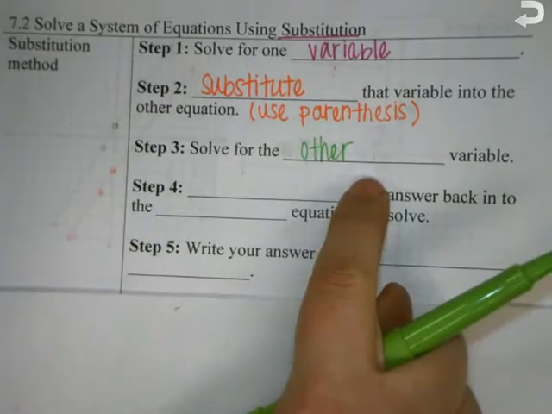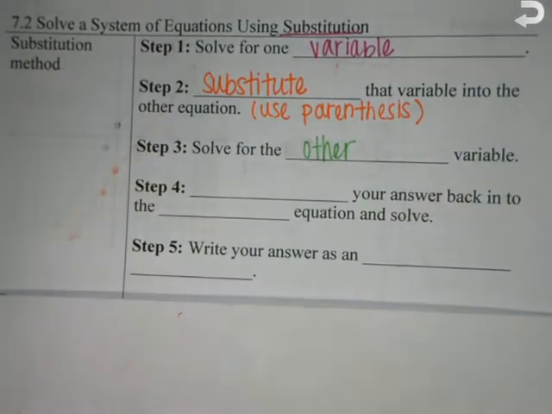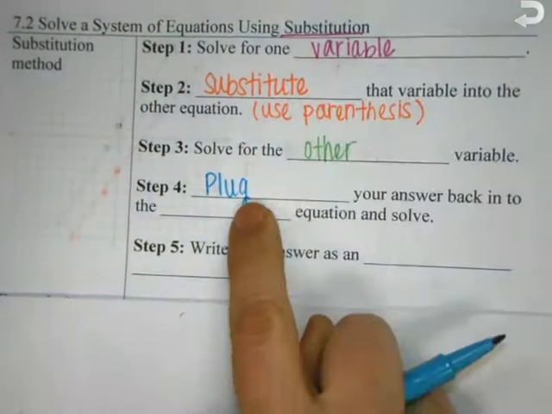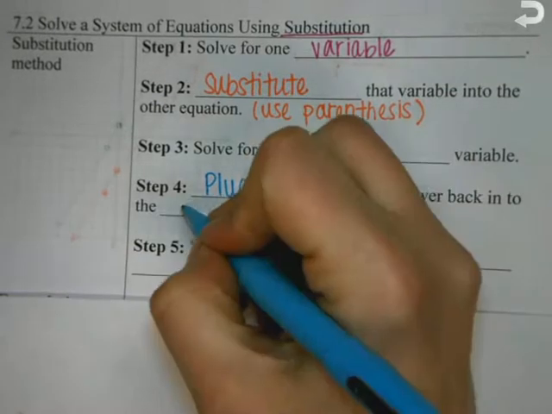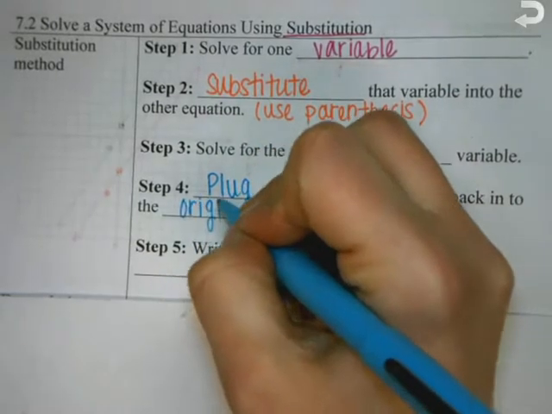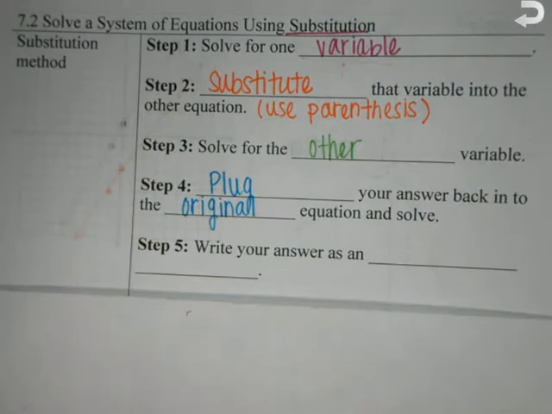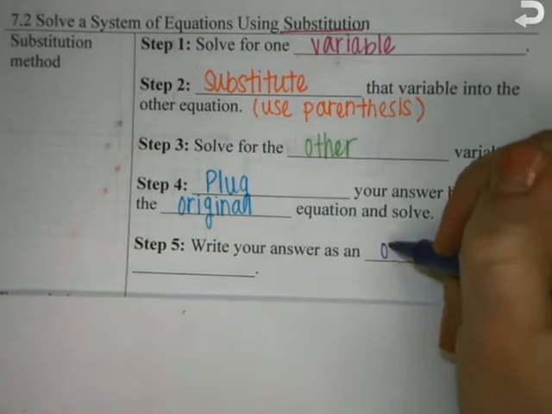So let's say I solved for y, but I still need my x answer, correct? So now I'm going to plug my answer back into the original equation and solve, and that's going to give me an answer for the second variable. So now I'm going to have two answers, x and y. I need to write my answer as an ordered pair.